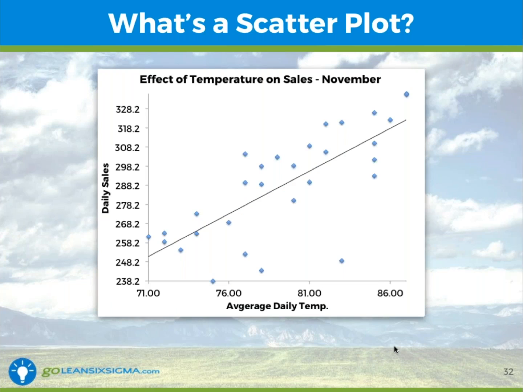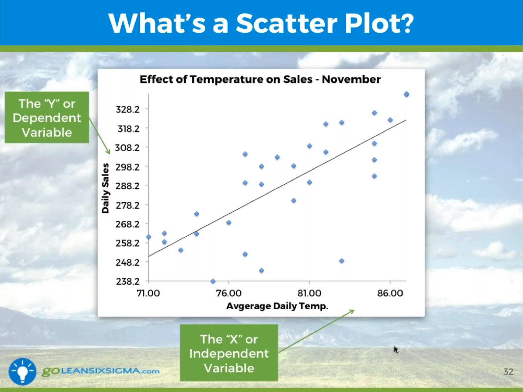And these are paired variables, right? We have to know both the temperature and the sales for the day. So we pair those together, and that's two columns of data. The Y, or the dependent variable, is on the vertical axis, and then the X, or the independent variable, is on the horizontal. So we're trying to see if changes in X result in changes in Y.